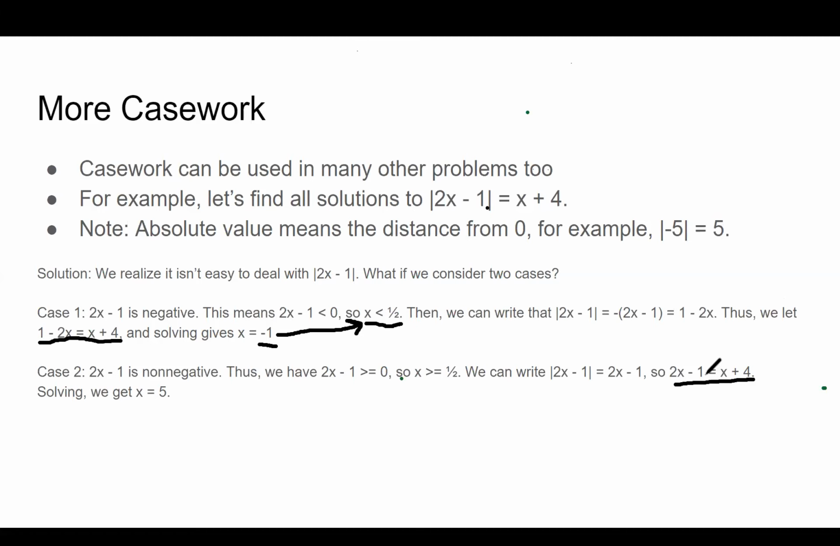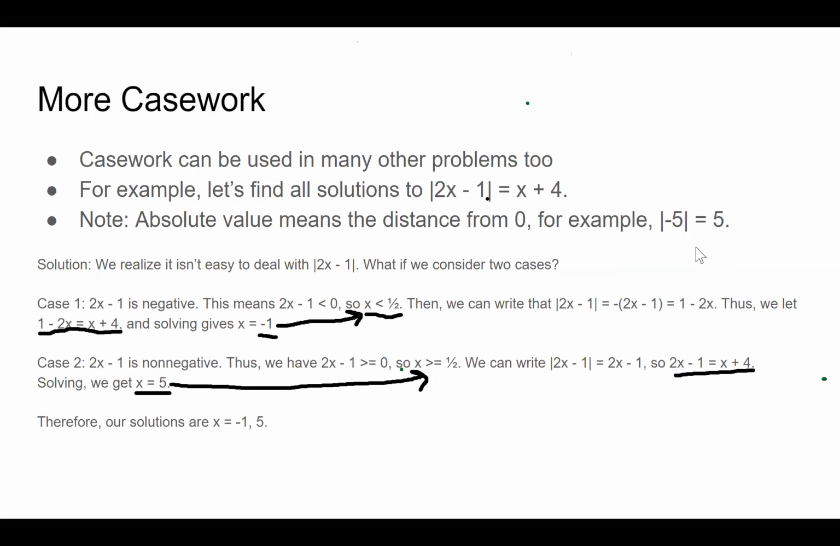So now we solve this equation. This is just like a linear equation. So we solve this and we get x equals 5. Once again, we have to make sure that this satisfies this inequality, because otherwise, this will just not be a valid solution. Okay, so we combine these two, and in our two cases, the solutions are -1 and 5.